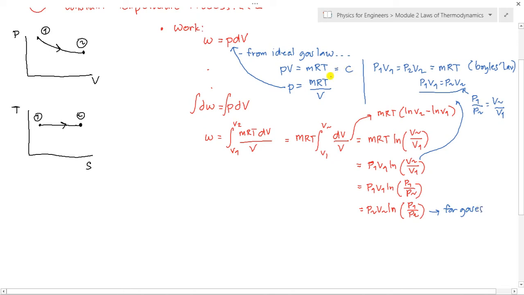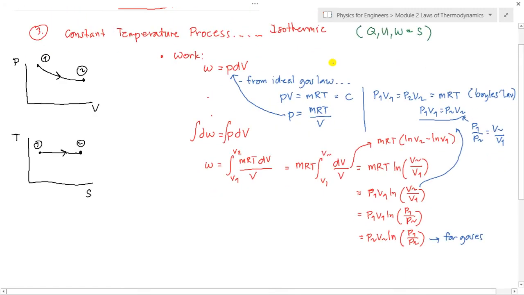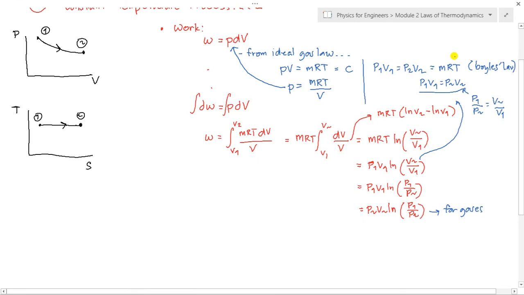We use this from the ideal gas relation PV equals mRT. So at constant pressure for gases, that is P1 V1 ln V2 over V1. It depends on what is available or given in the problem, so you can use either of these formulas. Next, let's proceed to the internal energy.